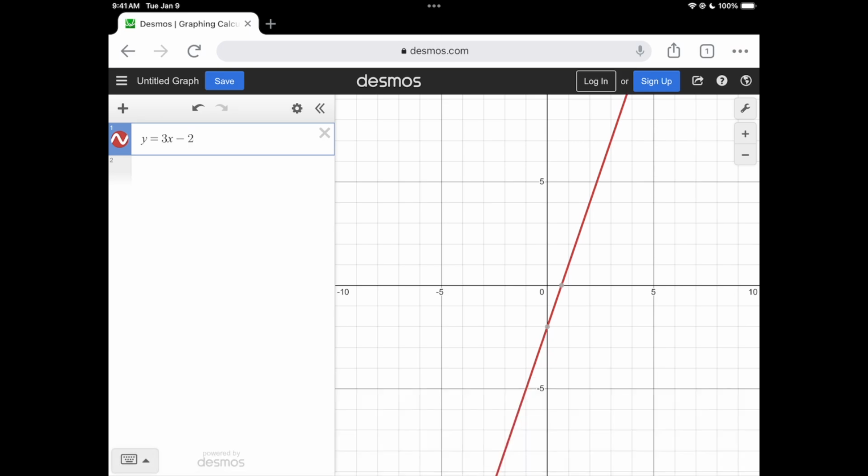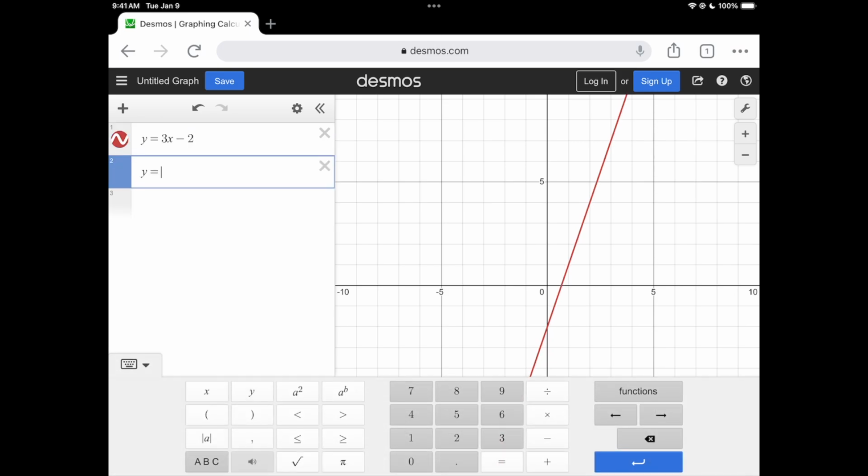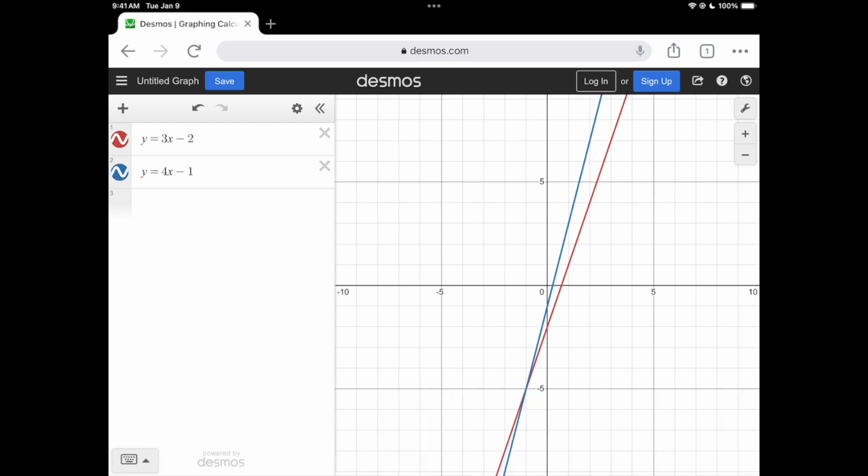So maybe I'll throw a second one up there, like y equals 4x minus 1. And so we can see we've got both of our graphs here. This is really helpful. It shows us how the things relate, and it graphs it really quickly. And this is what we're going to use for our activity today.